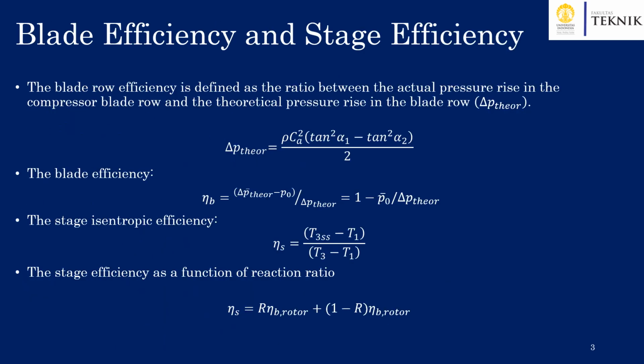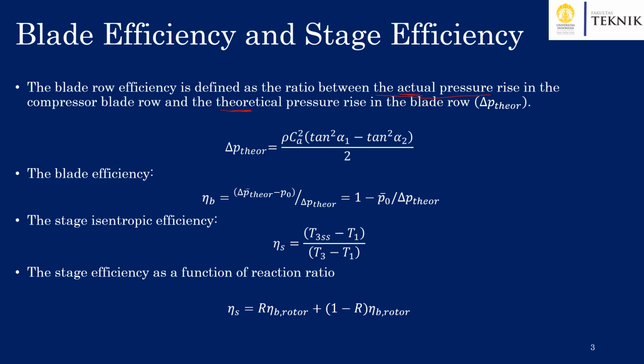After looking at the lift and drag coefficients across an axial compressor, now we will have a look at the blade efficiencies and stage efficiencies. Let's see that the blade draw efficiency can be defined as the ratio between the actual pressure rise in the compressor blade row to the theoretical pressure rise in the blade row. So this is how we define the blade draw efficiency, between actual and theoretical.